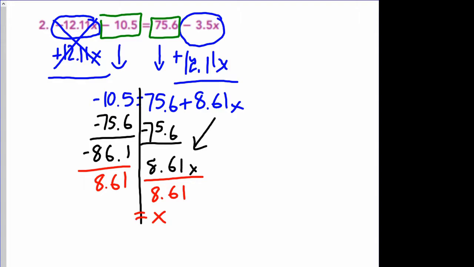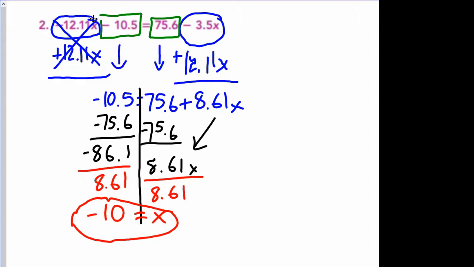And over here, if I'm taking 86 and 1/10 divided by 8 and 61/100ths, well, that'll go in there 10 times, so I know it's negative 10. So now I have negative 10 equals x. I have my answer for x. That's what we were looking for this whole time. So circle my answer. And we're done with the first problem.